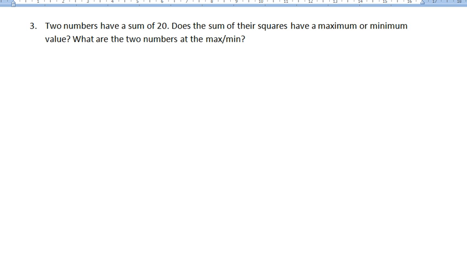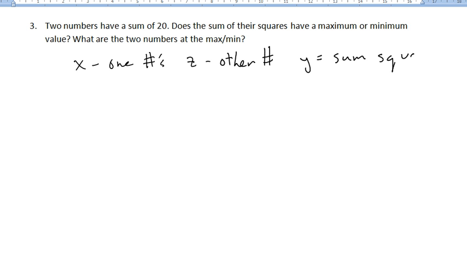Okay, so the first thing we need to do is define our variables. So we'll say x is one of the numbers, z is the other number, and y is the sum of the squares. The reason I did that is it's easier to make y equal whatever you're trying to maximize or minimize. In this case, we're trying to maximize or minimize the sum of the squares, so that's our y.